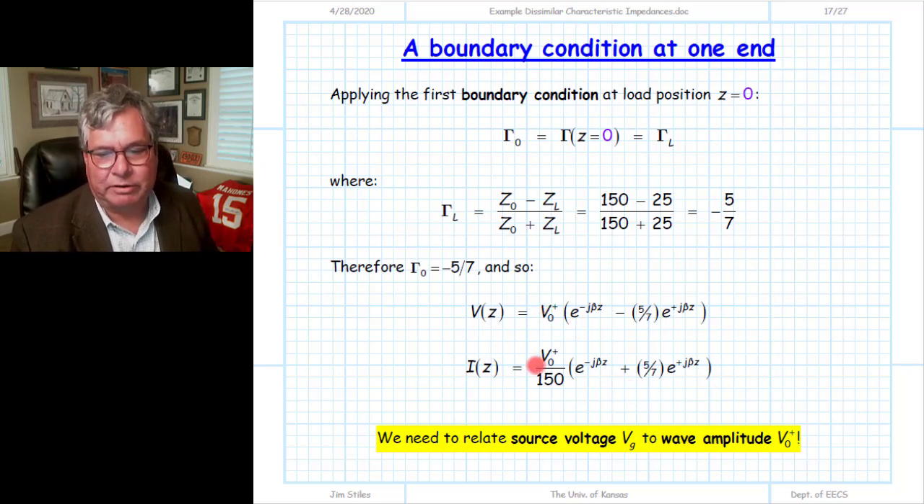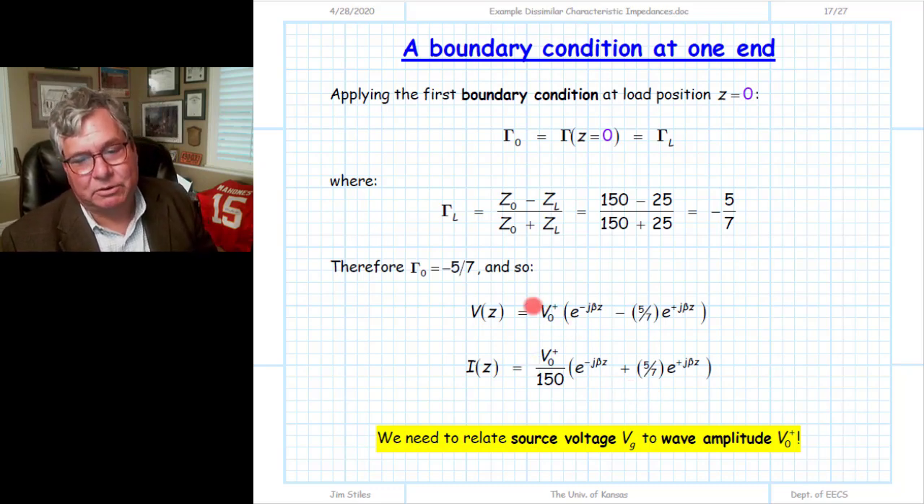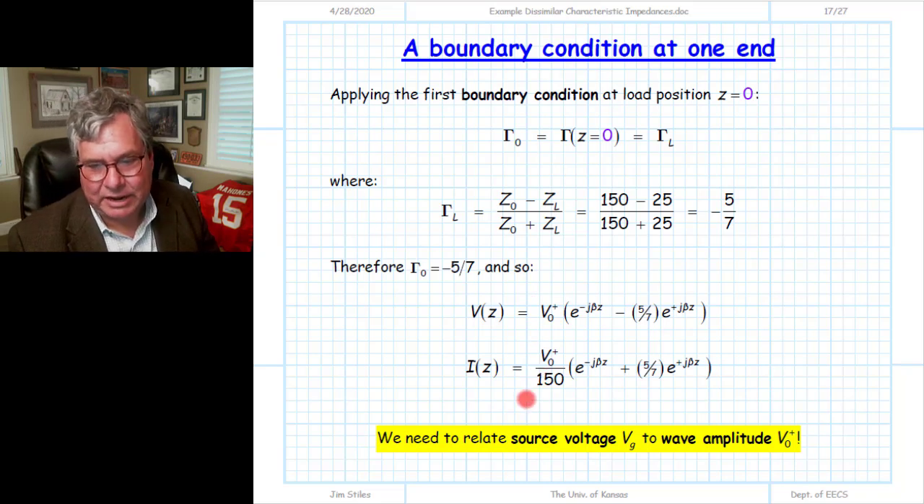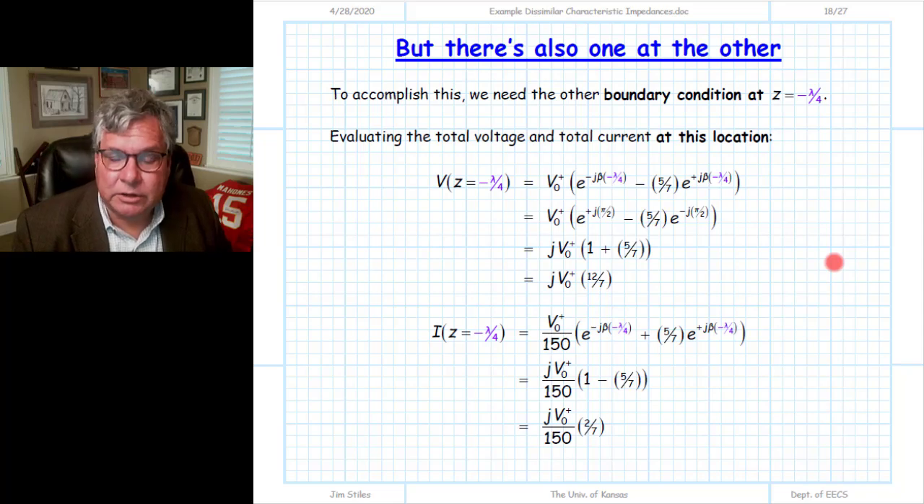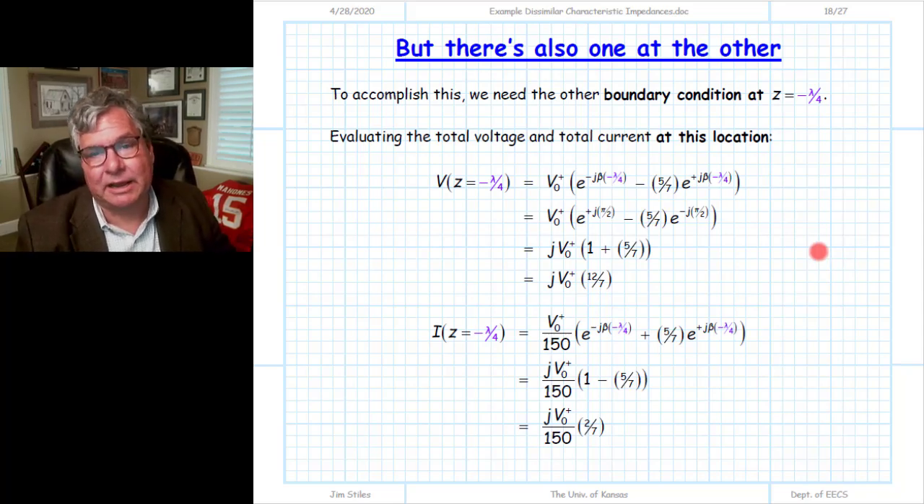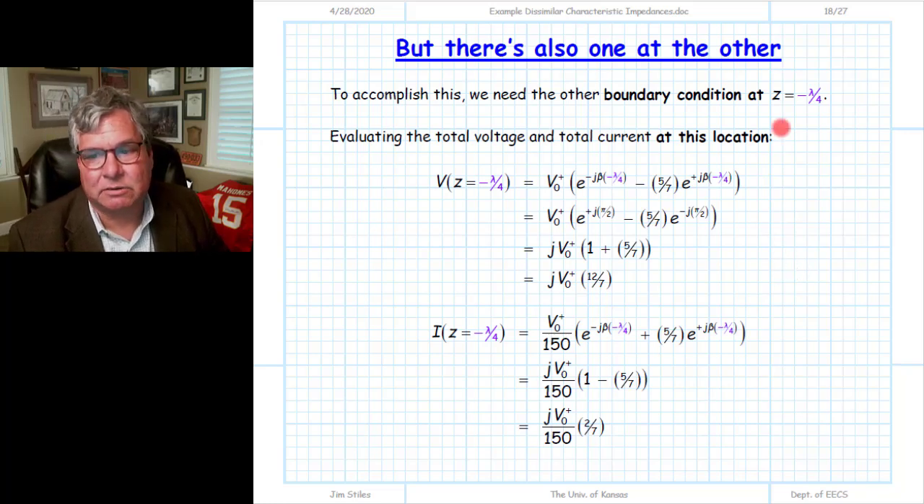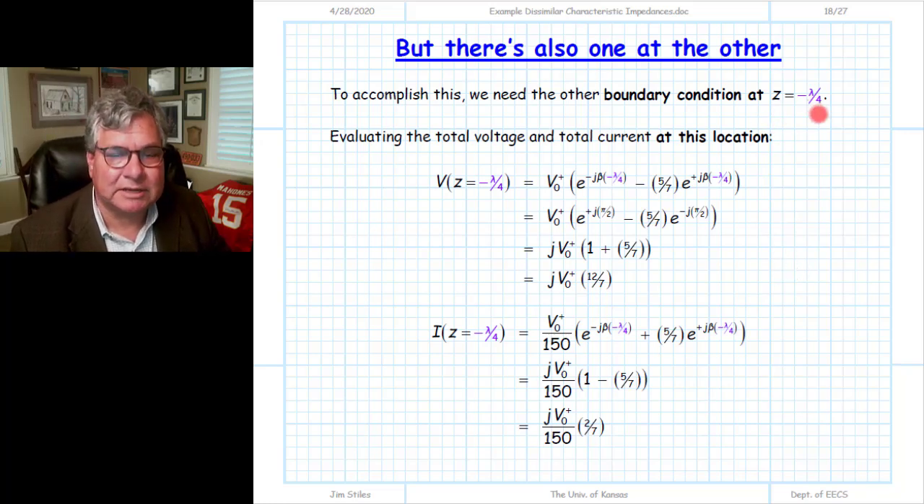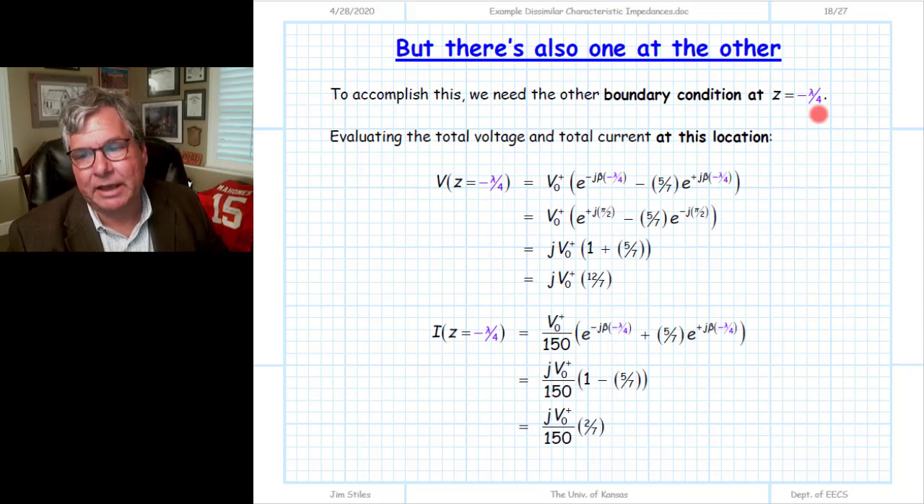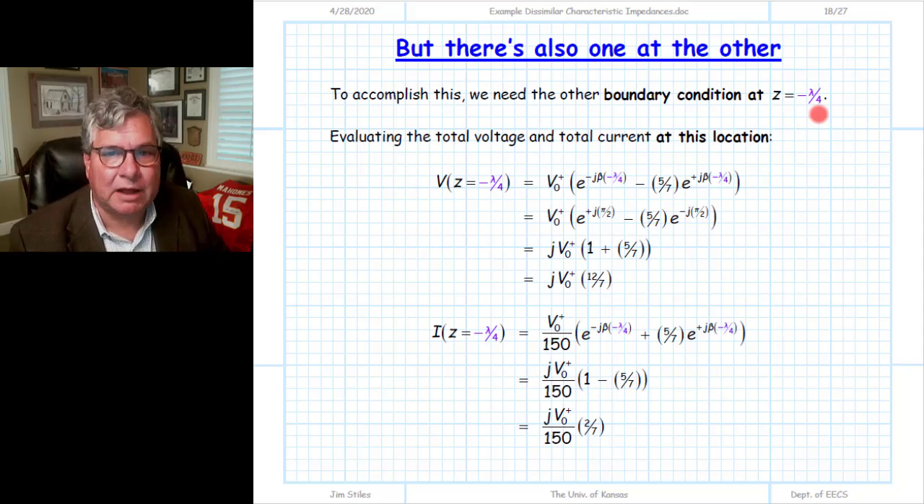But we still don't know what V0 plus is in either case. We need to determine that, and when we do, we'll find that it will be a function of the open circuit source voltage, VG. To determine V0 plus, we need to apply another boundary condition. We already did the boundary at z equal to 0. We need to go to the other end of the transmission line to find our second boundary at z equal to minus lambda over 4.